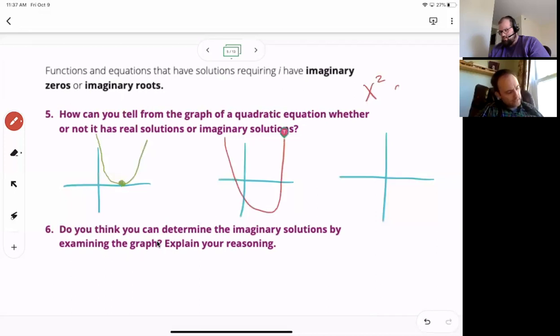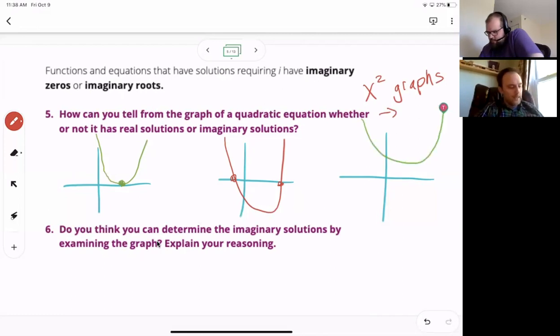One that looked like that, and one that looks like this. Apparently I used green twice. So those are my possibilities.